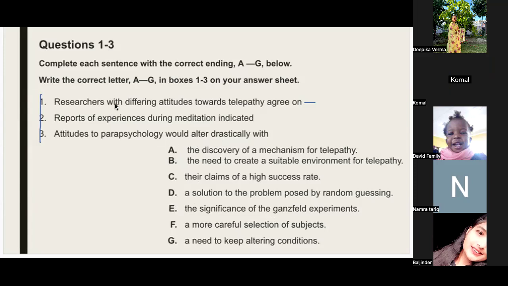Researchers with a differing attitude towards telepathy agree on. So they agreed on what? You have to check from these endings, reading the paragraph. Reports of experiences during meditation indicated. Now, reports of experiences during meditation indicated what? You have to find that. Attitudes to parapsychology would alter drastically with. Now, once you read this, I'll show you the passage part.